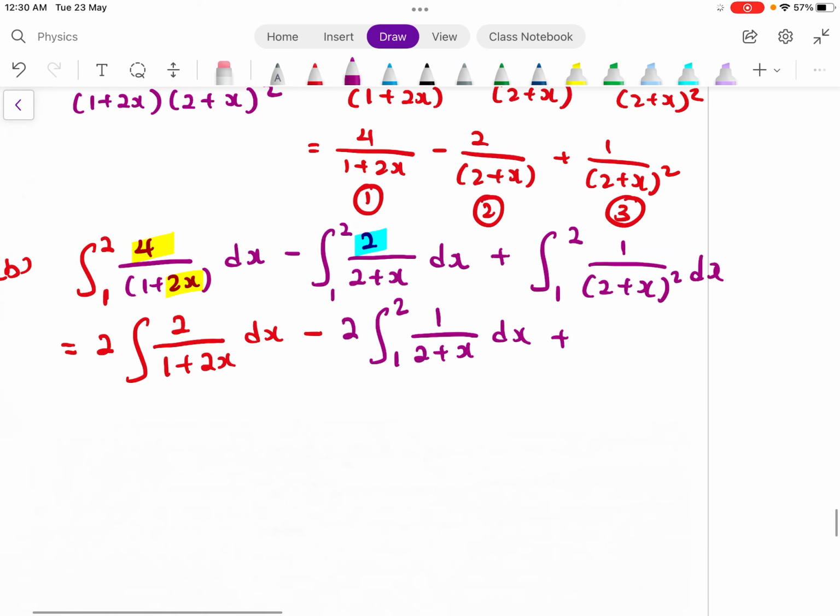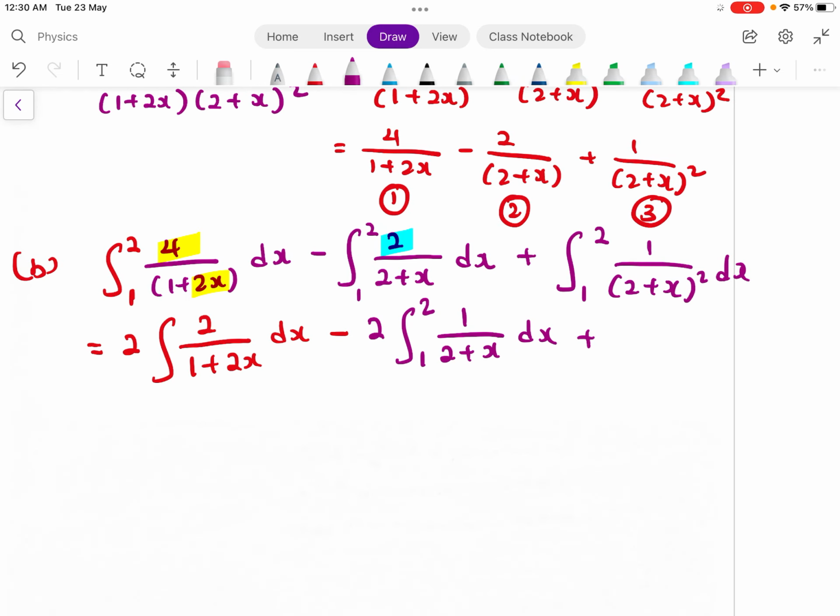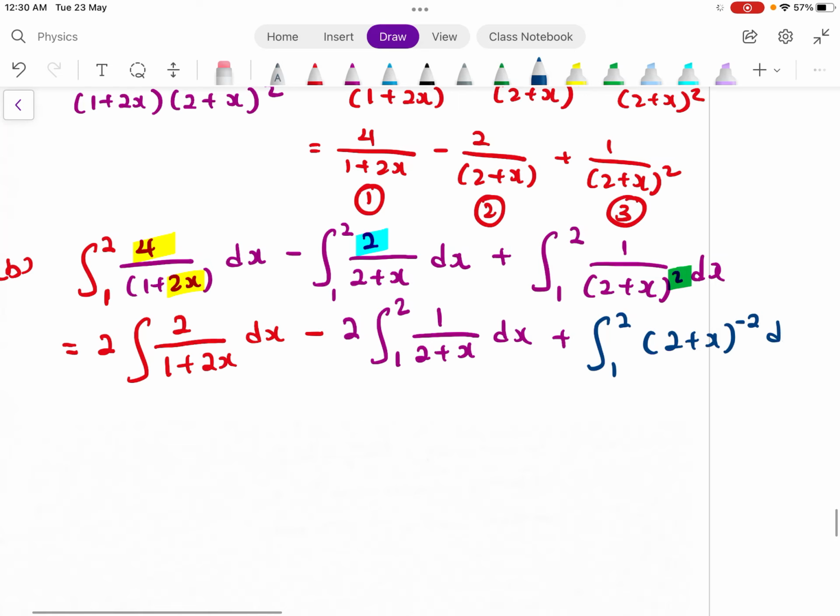Last but not least, the last term will not be ln when you integrate, because there is the whole thing to the power of 2. So what you need to do is the normal integral, meaning that you must make it in terms of indices. So it's (2 plus x) to the power of negative 2 dx. Then we do the normal integral. Let's do the first one first.